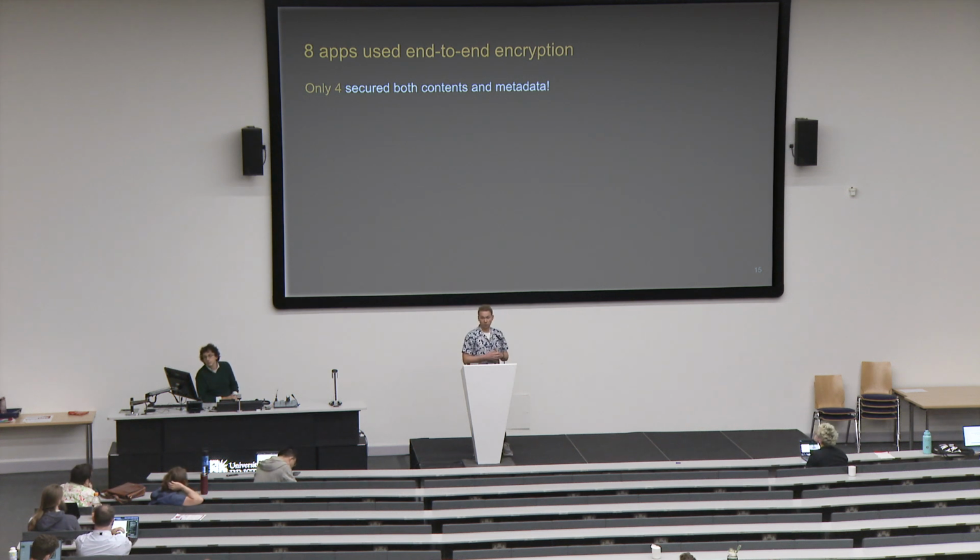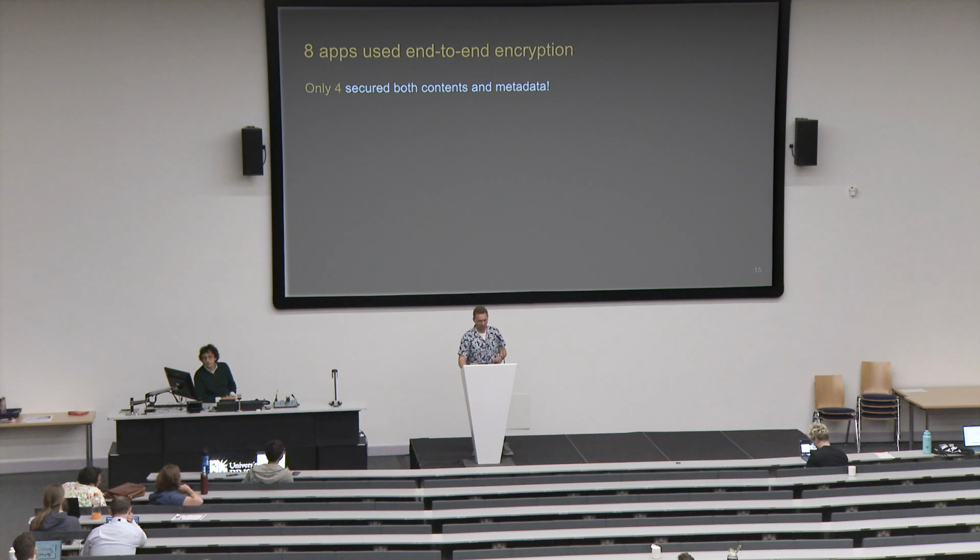To answer our second research question, we wanted to find out if there are any mitigation strategies that developers might use in order to protect contents from being leaked to Google in this manner. So we observed 2 general strategies that developers used in order to secure notification payloads. We saw that 8 apps used end-to-end encryption of push notification payloads in order to prevent Google from reading the contents of the messages. However, only 4 secured both the contents and the metadata of the messages.